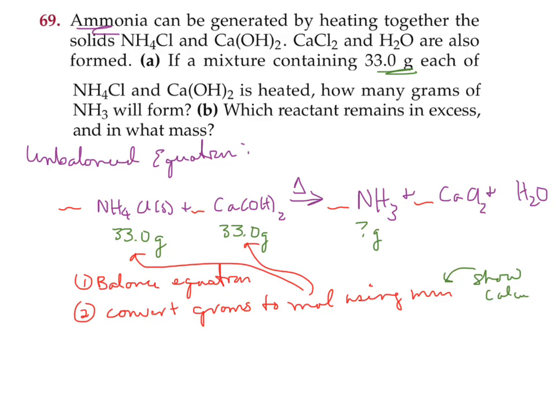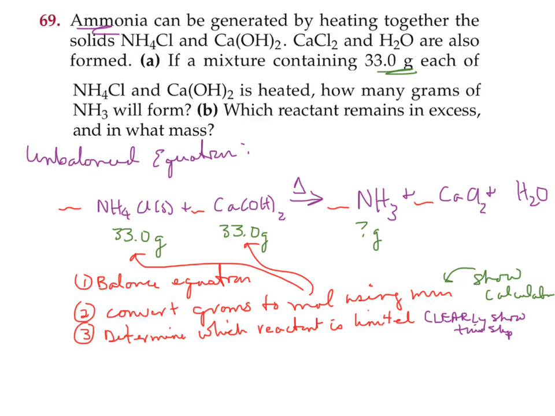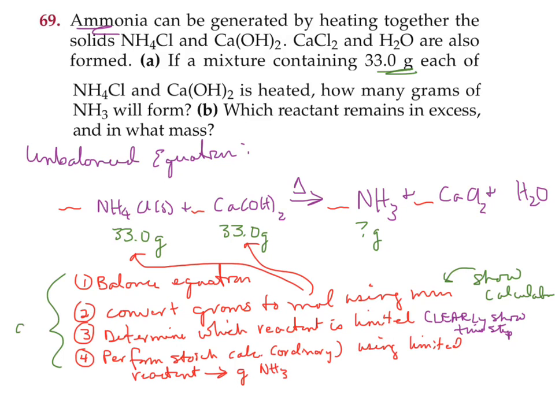You're going to need to convert grams to moles. Make sure that you show the molar mass calculations. Determine which reactant is in limited supply, because that's how you're going to do your other calculations. Notice this is very similar. It says basically how many grams of NH3 will form, that's A. And for B, which reactant remains in excess and what mass. So my hints were to go ahead and do an ordinary stoichiometric calculation once you've identified your limiting reactant.